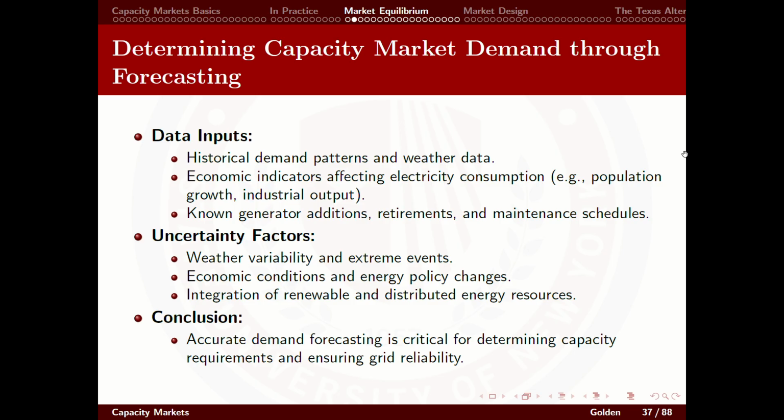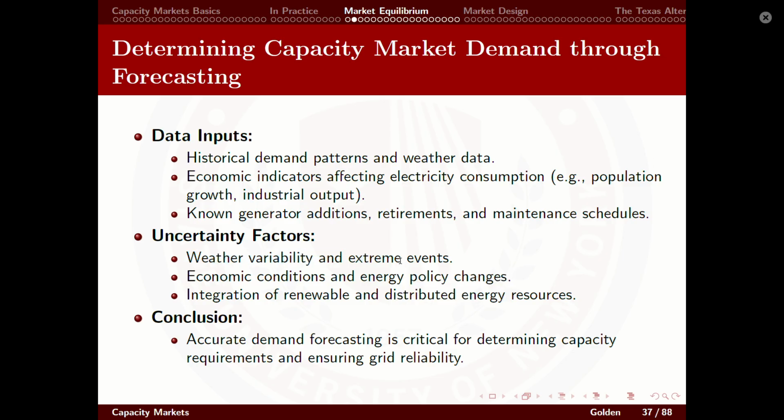Then you want to look at data inputs. You want to look at historical demand patterns and weather data. You want to look at economic indicators affecting electricity consumption. How large is the growth base? Are people leaving? Are people coming? Is there going to be more demand soon? Are there going to be events that will affect the amount of demand? Are you forecasting an exceptionally cold or hot year? And then you want to look at, are there known generator additions, retirements, or maintenance schedules that are coming online that will affect how much capacity you need and how much you want to incentivize capacity availability.